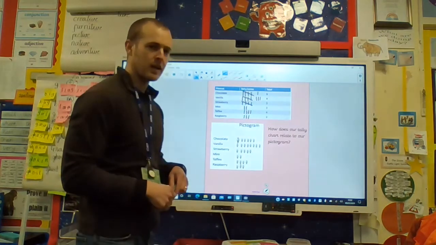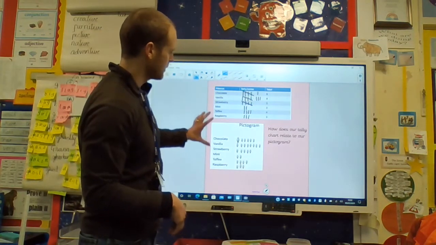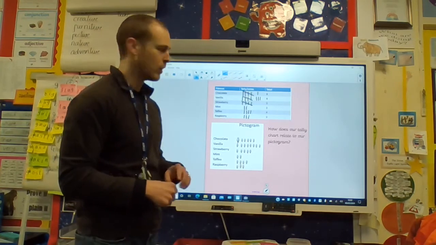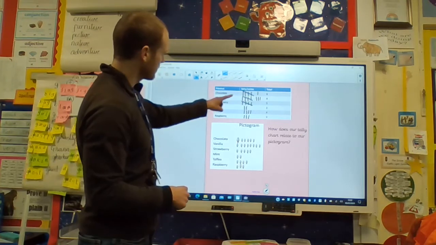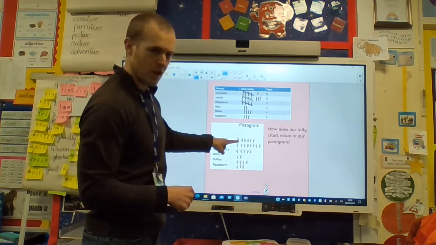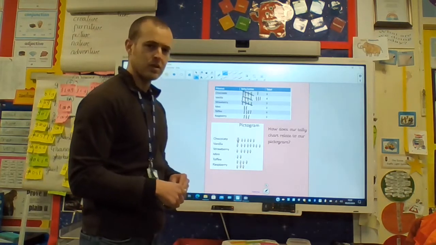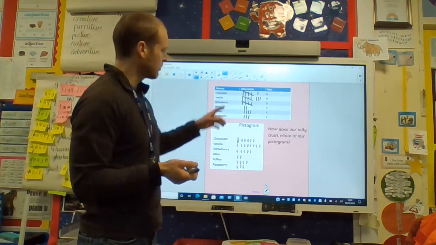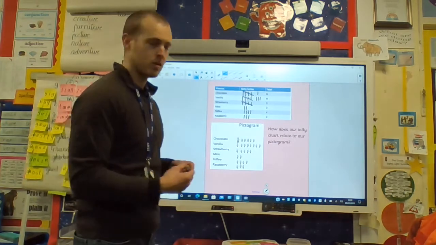Okay. Now then, if you have a look at this tally chart and this pictogram, you can see that elements of them are similar. We've got all of the flavours from here. We've got ice creams though, instead of tallies. So a pictogram, we can use a picture to represent the amounts.